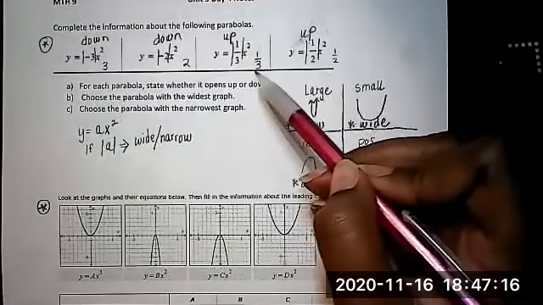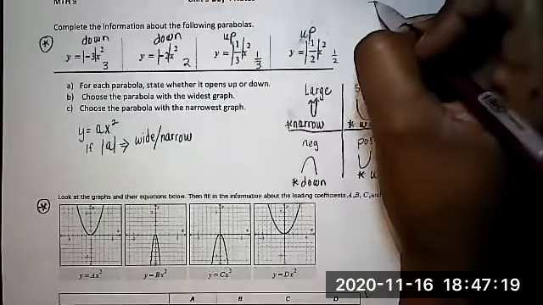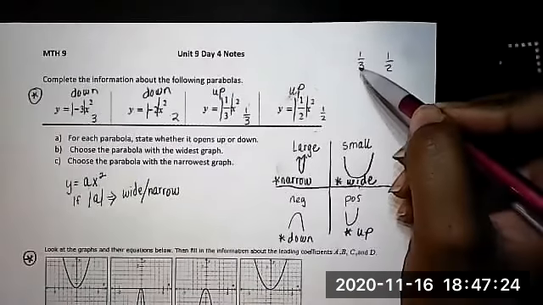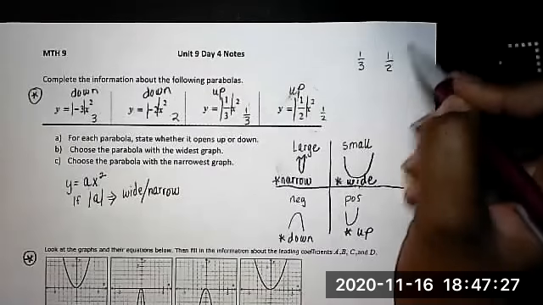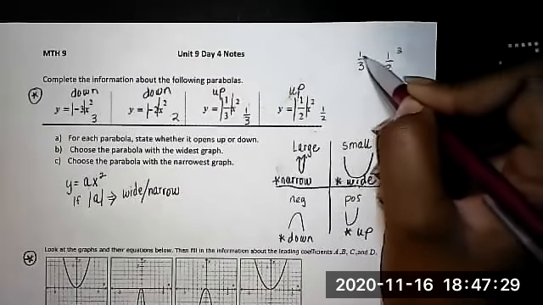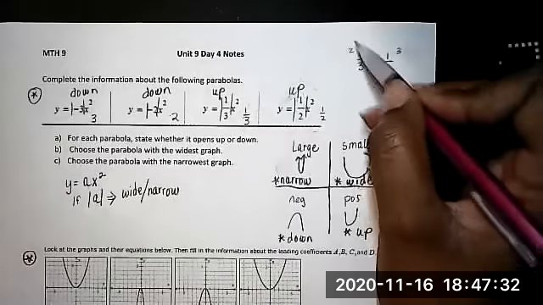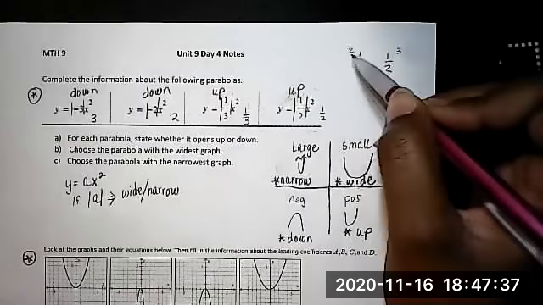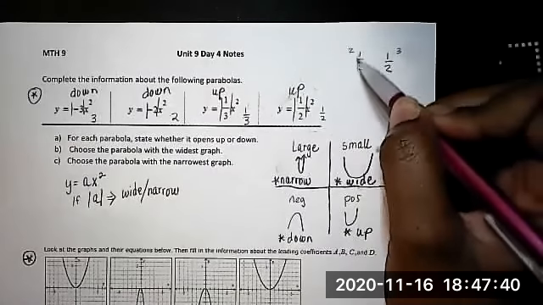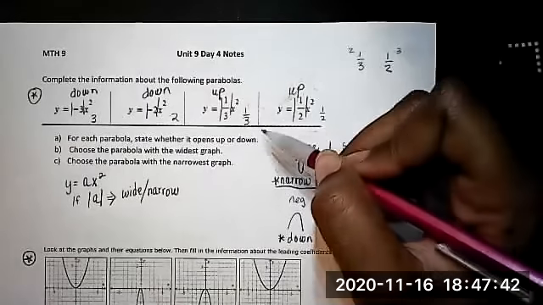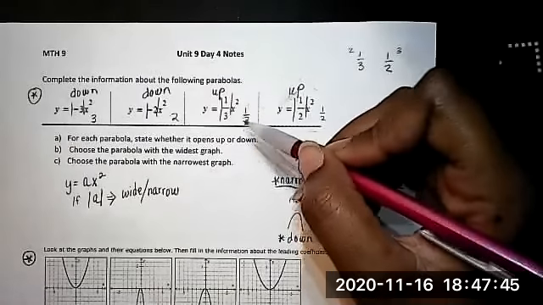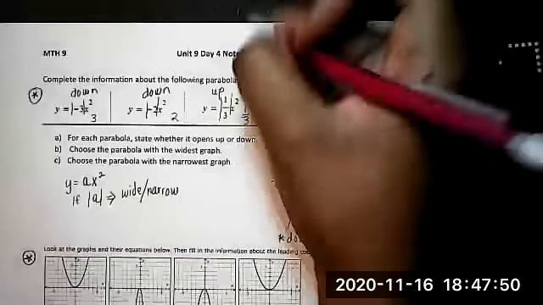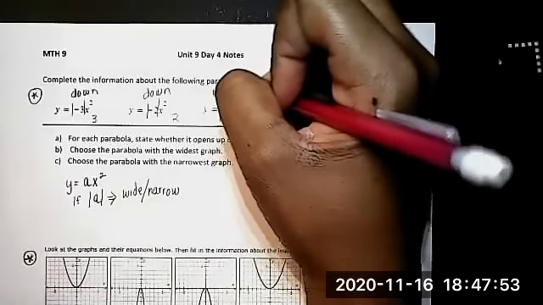If you need to tell which of two fractions is smaller, all you have to do is take this number and multiply by that number, that's 3. Take this number and multiply by that number, that's 2. The smaller number would be on the smaller fraction. So in this case, 2 is smaller than 3, so this fraction is smaller. 1/3 is smaller than 1/2. So 1/3 would be our parabola with the widest graph. So this one would be the widest.